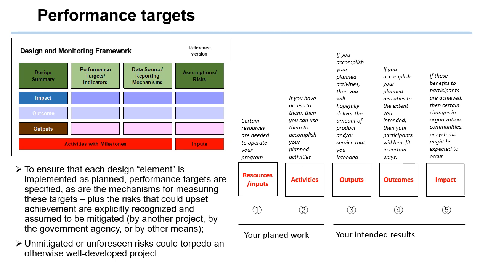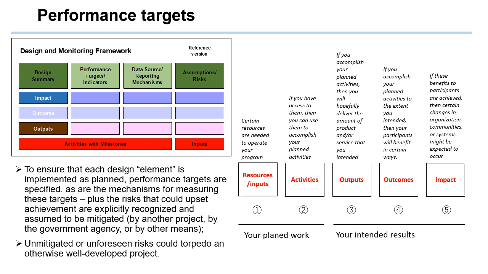So in relation to performance targets, it's important to ensure that each design element is implemented as planned. And so performance targets are specified, as well as the mechanisms for measuring these targets. And then in turn, the risks that could upset achievement are explicitly recognized and assumed to be mitigated, either by another project, by the government agency, or by other means. Unmitigated or unforeseen risks could actually torpedo an otherwise well-developed project.